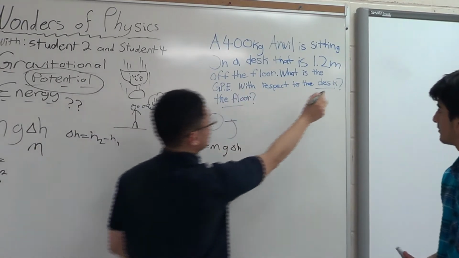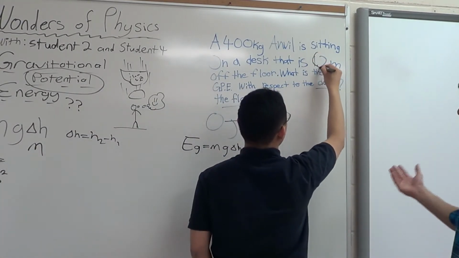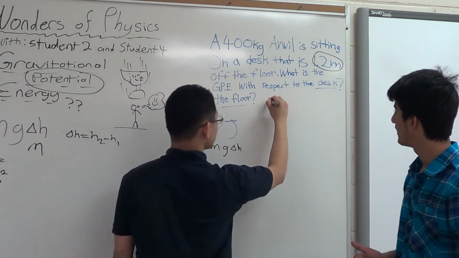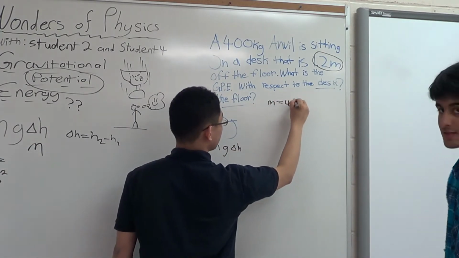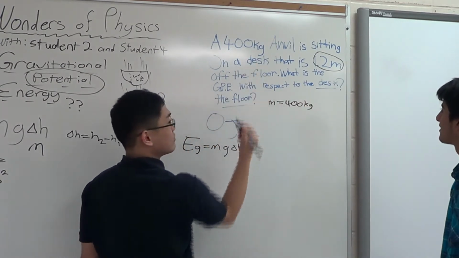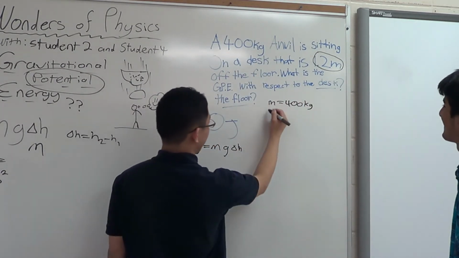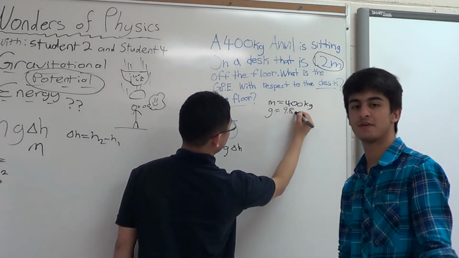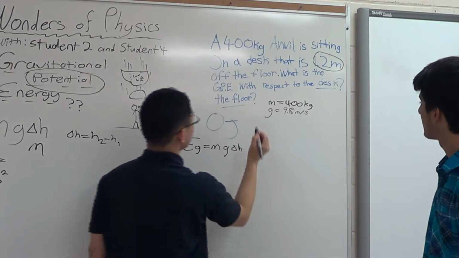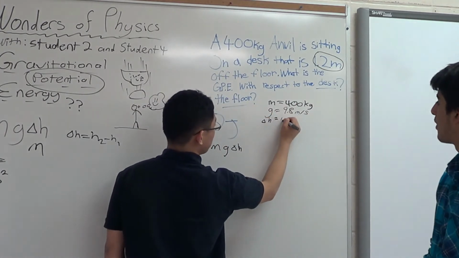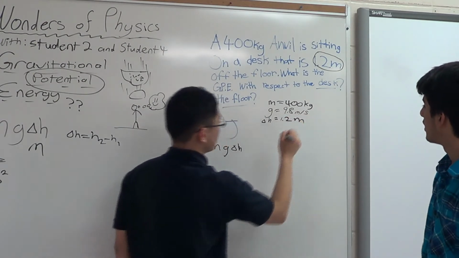Okay, so we have our delta h. It's given to us. Don't need to worry about calculating that. So, what is our mass? I've got a 400 kilogram mass. That's pretty heavy. I wonder how they got it up there. Oh, yeah, it's heavy for me. The gravitational constant is 9.8 meters per second for this video's sake. The delta height, as I've circled, is 1.2 meters.